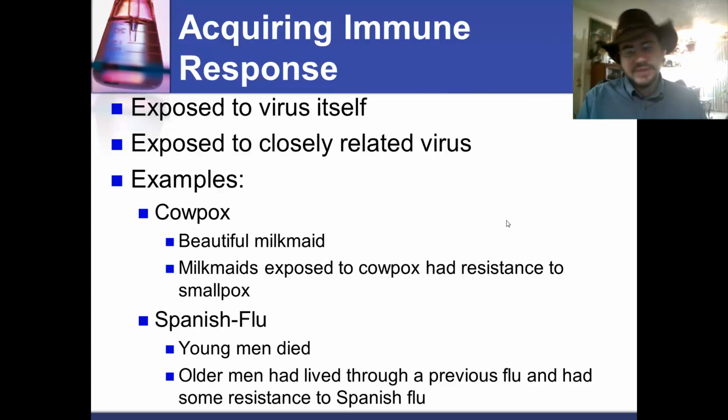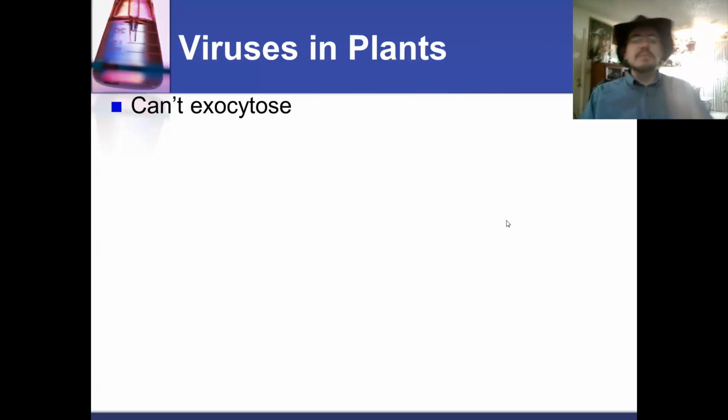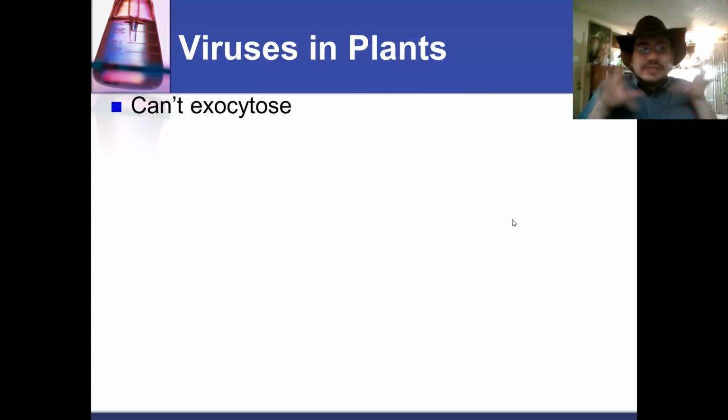And there's my Spanish flu. So, that's cool. All right. We're getting close. We're getting close. There's viruses in plants. Plants have a thick cellulose cell wall. So viruses can't explode out of the cell wall. This is kind of a problem because that's sort of what viruses naturally do. They blow up out of the cell and then they go infect other cells.